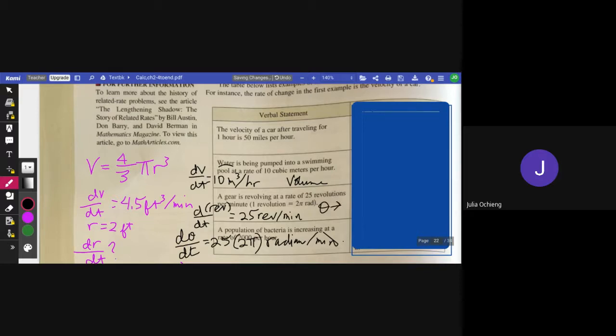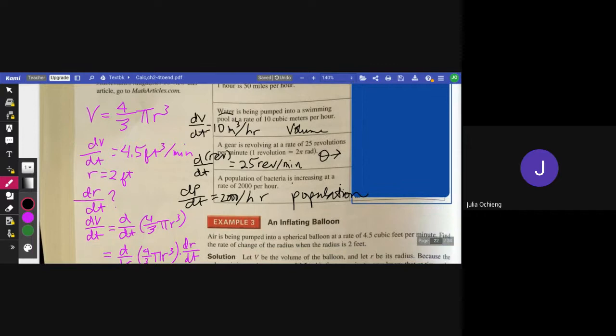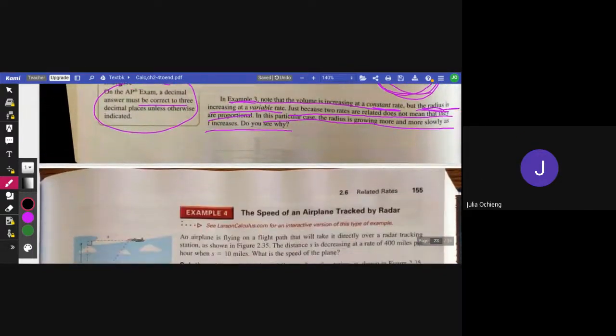All right. Last but not least, let's just clear this space up. A population of bacteria is increasing at a rate of 2,000 per hour. So that means the change in population over time equals 2,000 per hour. So we're looking for an equation that involves the population. Okay, so there was that little exercise to help you set up word problems. And let's now try another one.